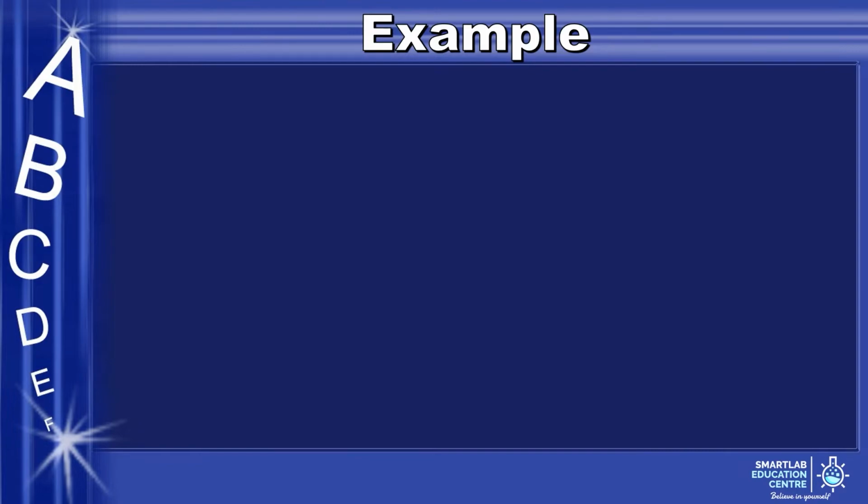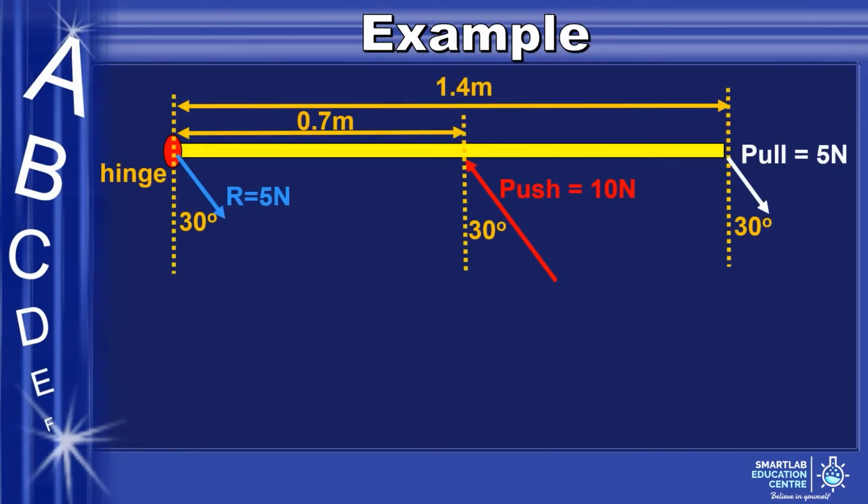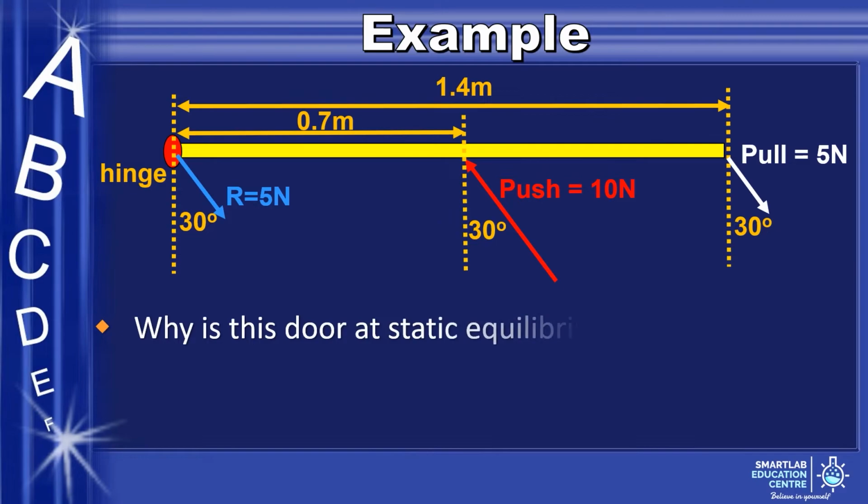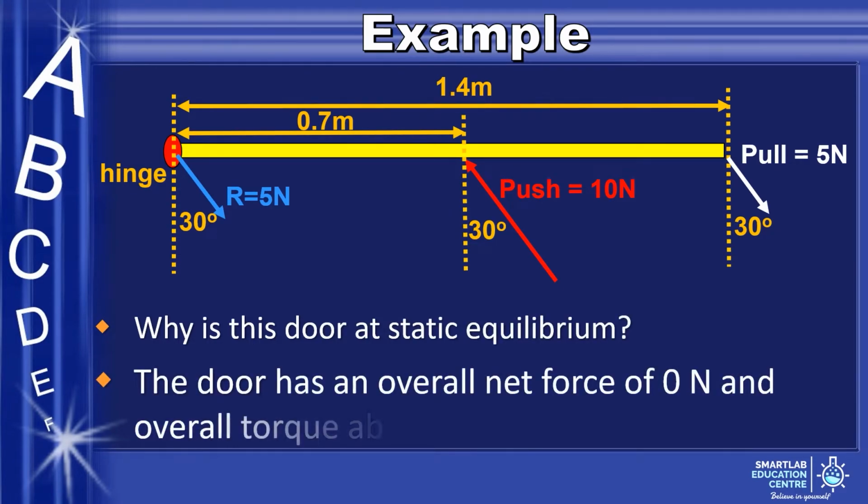Let us look at an example. Here we have a door. Why is this door at static equilibrium? The door has an overall net force of 0 Newton, and the overall torque about the hinge is 0 Newton meters.